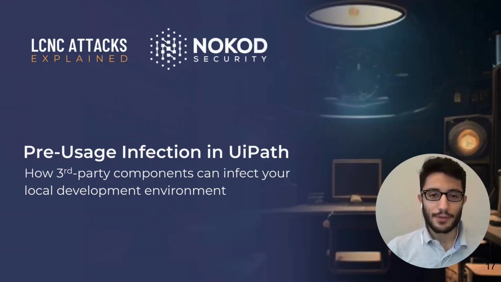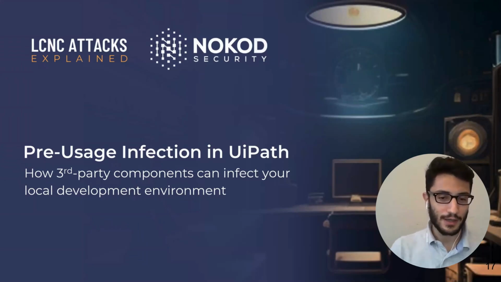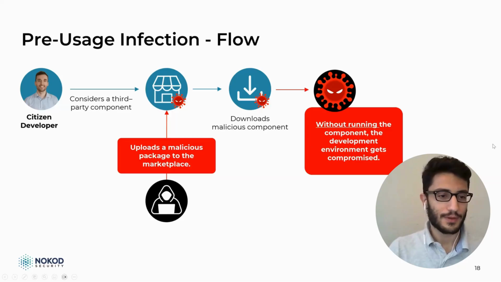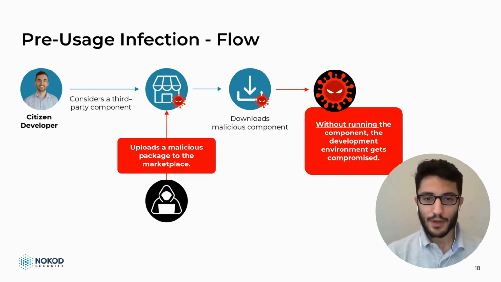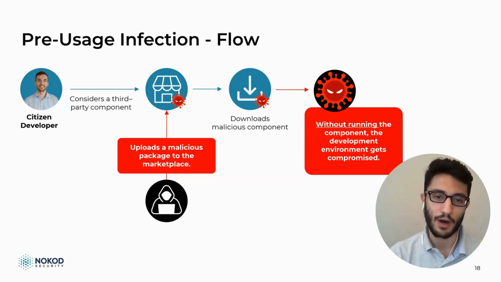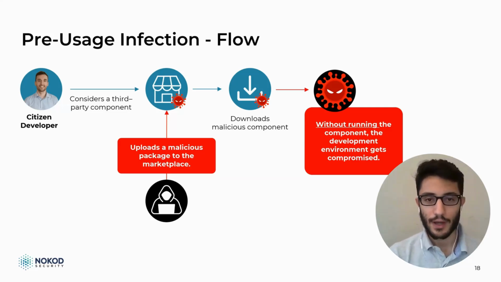So now we enter the realm of supply chain attacks and third-party attacks. UiPath, just like other low-code, no-code platforms, has its marketplace where the developer can use existing components in his workflow instead of developing them on his own. Clearly, malicious components implemented by attackers cause a problem and risk to the user and the organization.